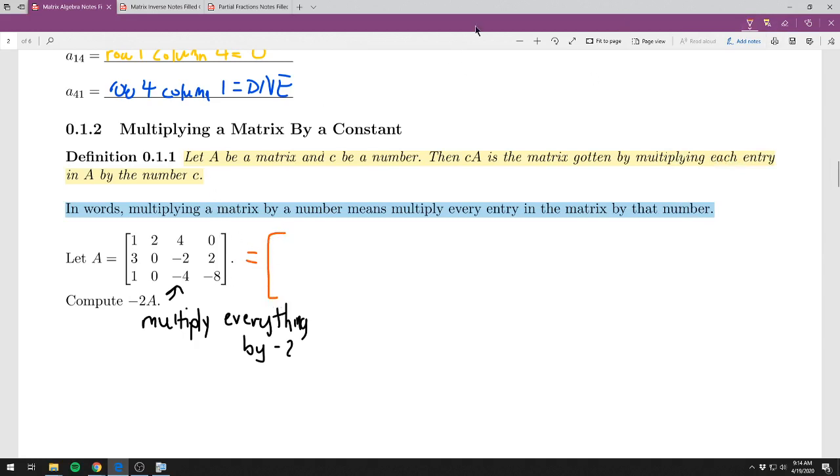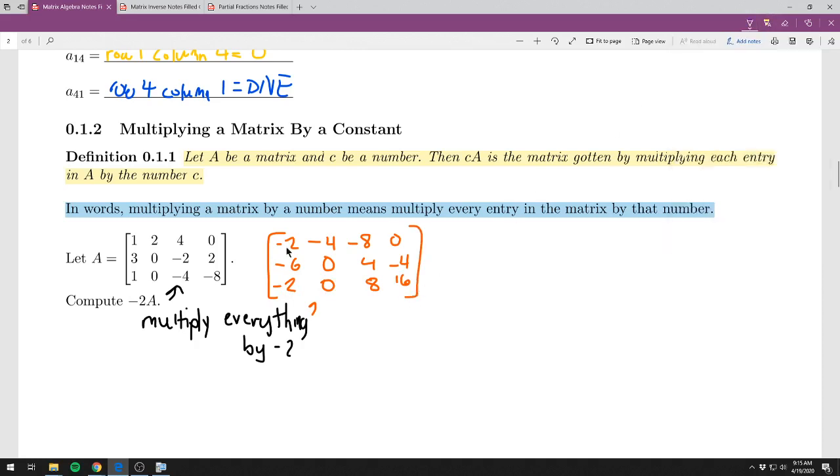Oops. Did not mean to put an equal sign there because that's not what I'm talking about. So if we multiply everything by negative 2, the first row is negative 2, negative 4, negative 8, and 0. Second row we got negative 6, 0, 4, and negative 4. And the third row we got negative 2, 0, 8, and 16. That's it.